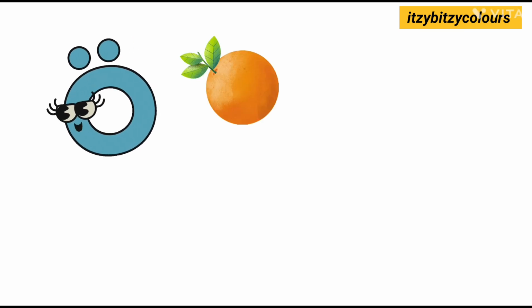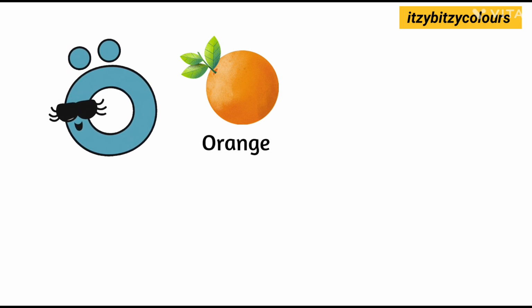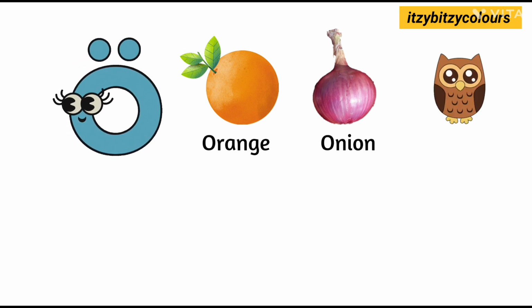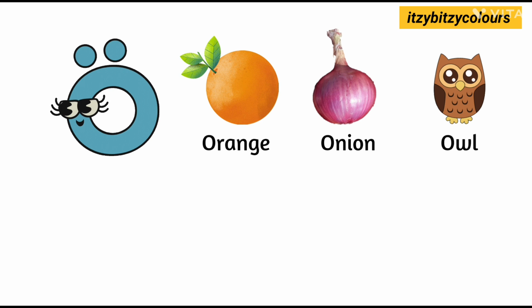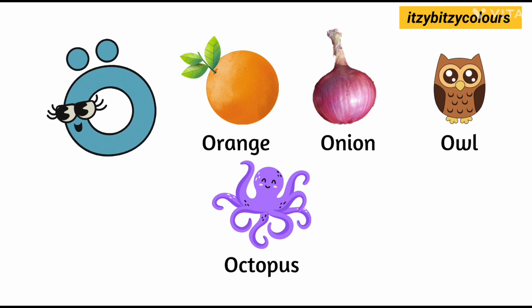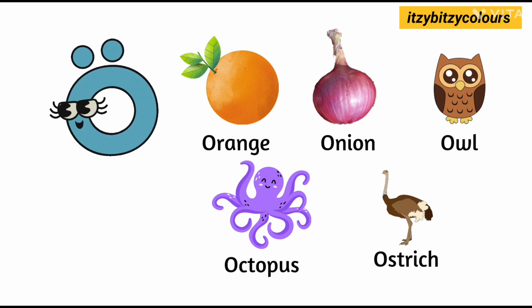O. O for orange. O for onion. O for owl. O for octopus. And O for ostrich.